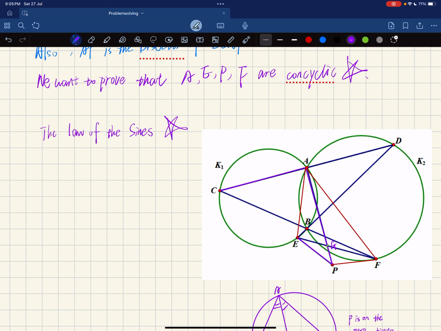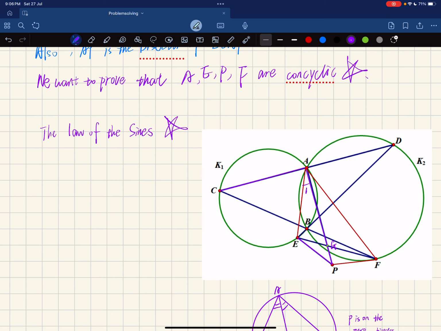Or if you want to draw the circumcircle of AEF and let AP intersect at one point, for example, it is Q, and we will try to prove that P and Q are the same points. That's also available. But here, in order to make it easier, we try to use the law of the sines. So in the triangle AEP, what can we get?